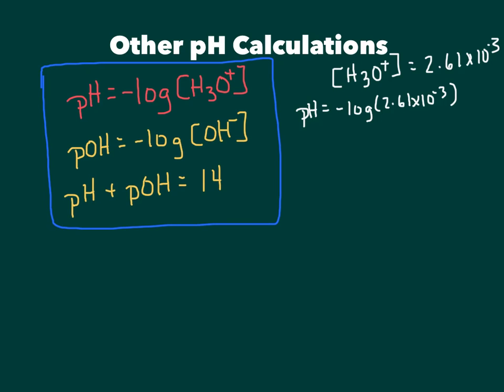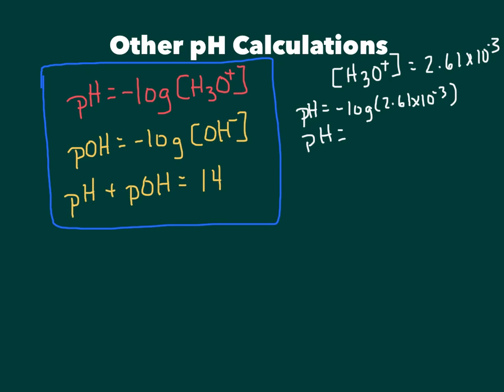The concentration of hydronium ion, which could also be H+, they can mean the same thing, remember they're interchangeable, is 2.61 times 10 to the minus third. So you just plug it in, negative log of 2.61 times 10 to the minus third. And the answer that I got on my calculator was pH equals 2.583359493. Now sig figs are a little bit weird for pH.